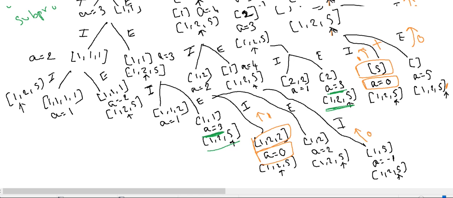Now, when I do exclude for this one, my set will be 1, my amount will be 4, and my pointer will be incremented. Right now it's pointing to 5. It will point to an out of bound index, and then I don't have any more coins left. So I'm going to return 0 from here. 0 plus 0 is 0. So this will return 0.